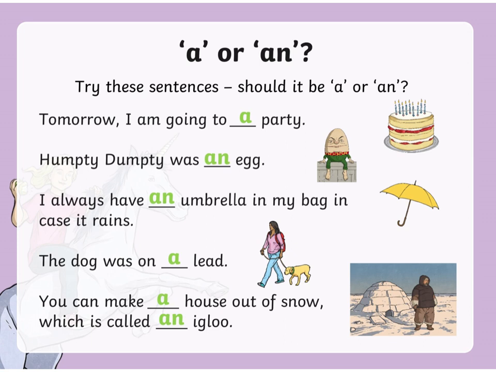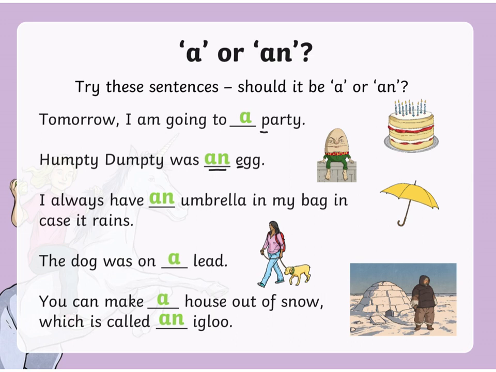Now more examples for a or an. Now we'll try these sentences. It should start with a or an. Tomorrow I am going to a party. P is a consonant and it will come here: A. Today I am going to a party. Humpty Dumpty was an egg.